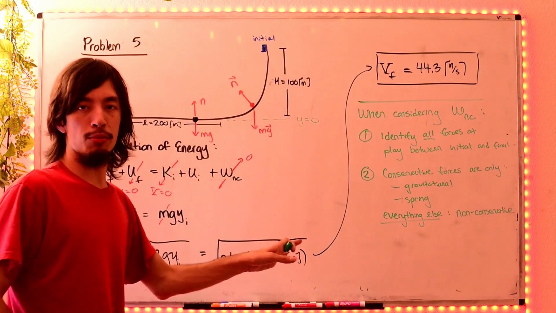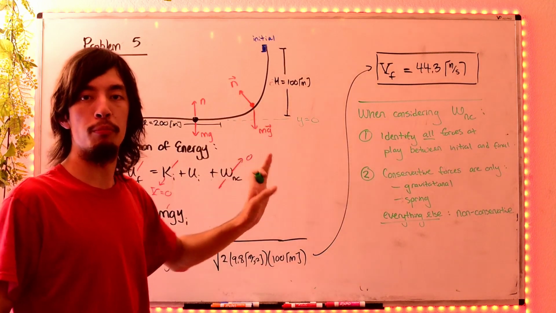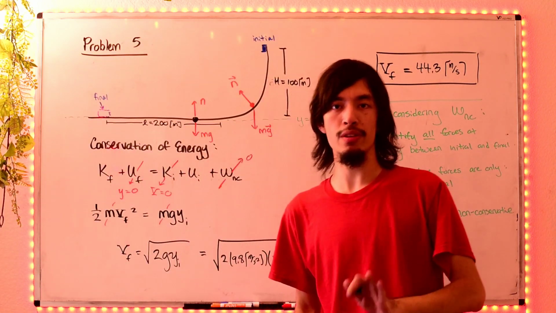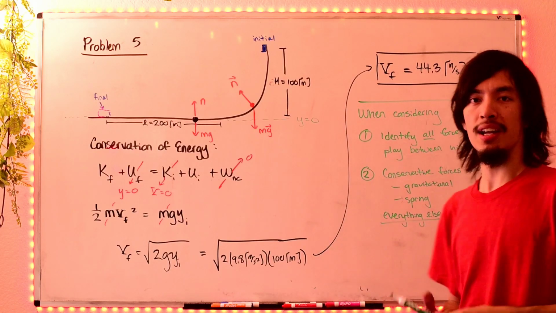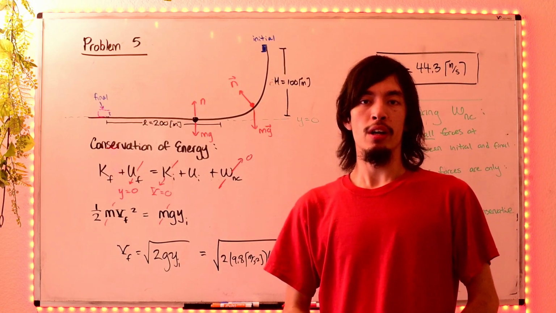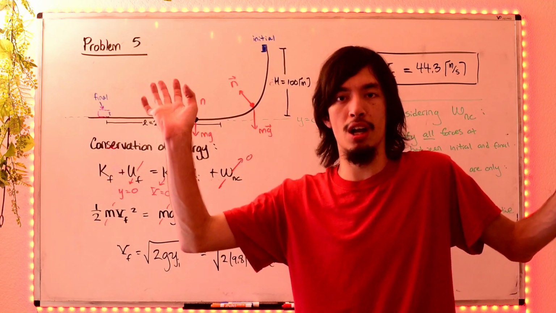Now that means in this problem that the normal force is considered non-conservative. But now why is the work non-conservative 0? It is because the work done by that force is 0. So number 1, you have to have a non-conservative force to begin with. If it doesn't exist, then it's just automatically 0.